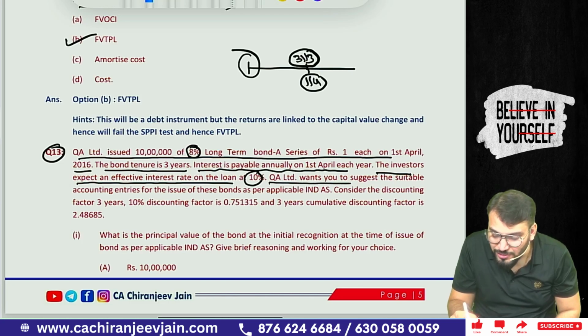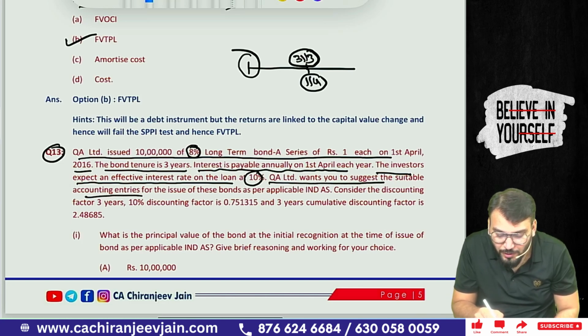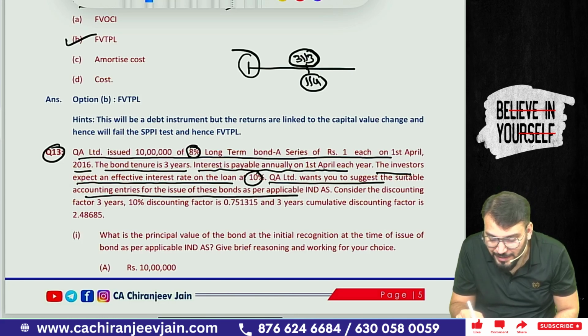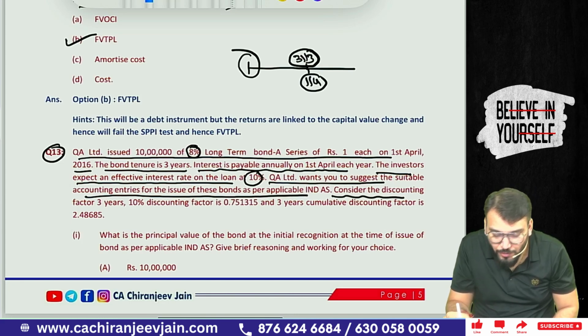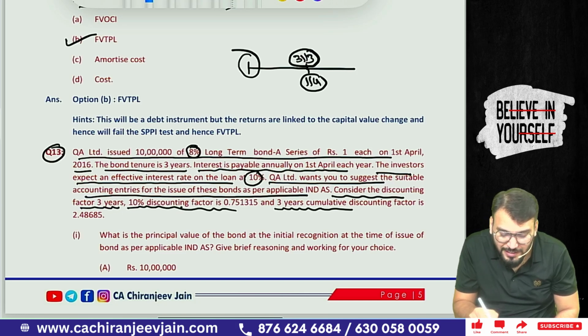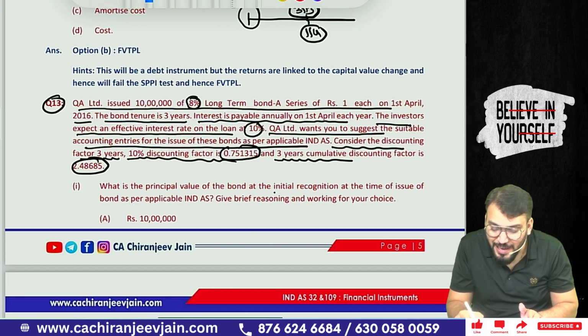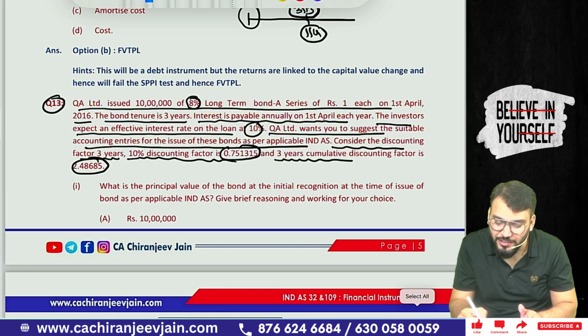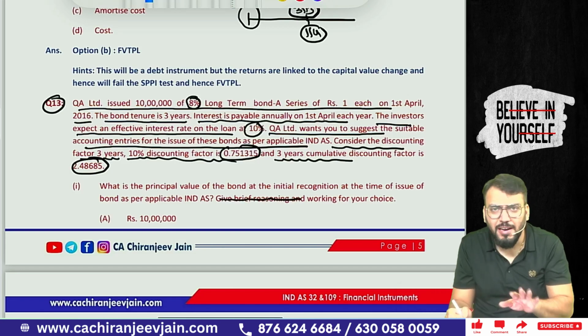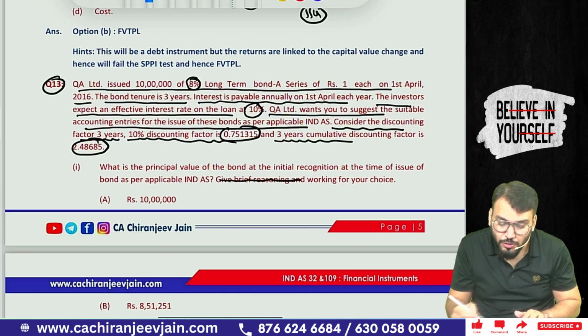QA Limited wants to suggest the suitable accounting entries for the issue of these bonds as per the applicable Ind AS. Consider a discounting factor: the 3-year 10% discounting factor and the 3-year cumulative discounting factor are given. So this is the present value factor and this is the present value annuity factor. What is the principal value of the bond at initial recognition, at the time of issue of the bond, as per the applicable Ind AS? Give reasoning. Reasoning is not required in the FR exam. Don't worry.